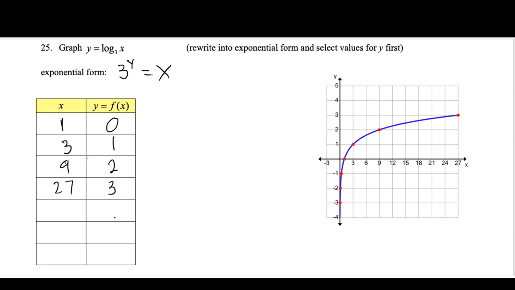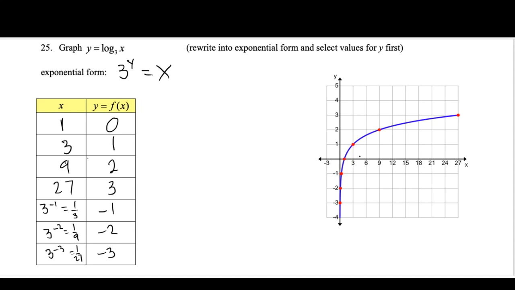And then a few negative exponents, perhaps. So something like -1. All right, so 3 raised to the power of -1 equals 1/3. Maybe -2. 3 raised to the power of -2 equals 1/9. -3. 3 raised to the power of -3 equals 1/27. And then we would just graph these ordered pairs.